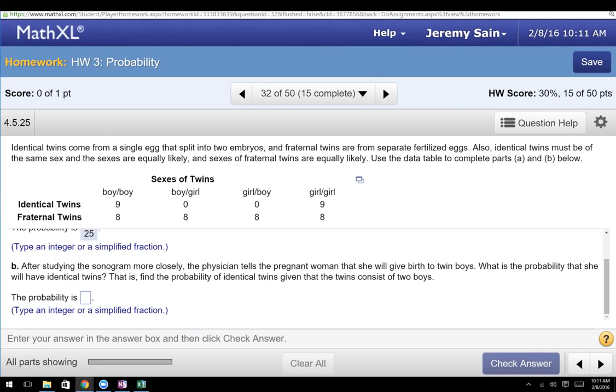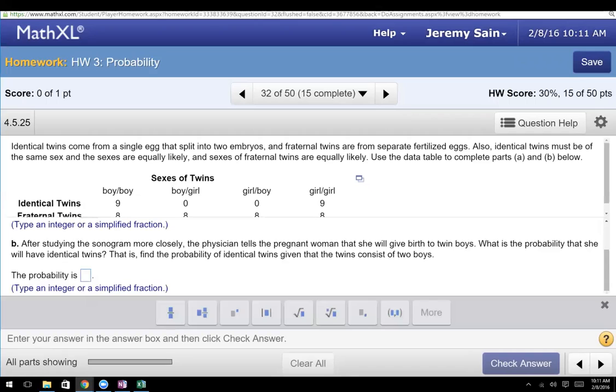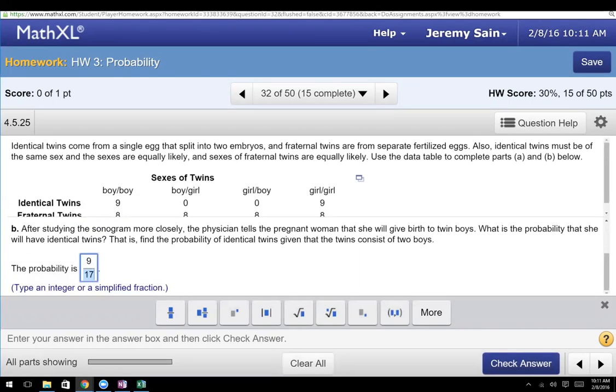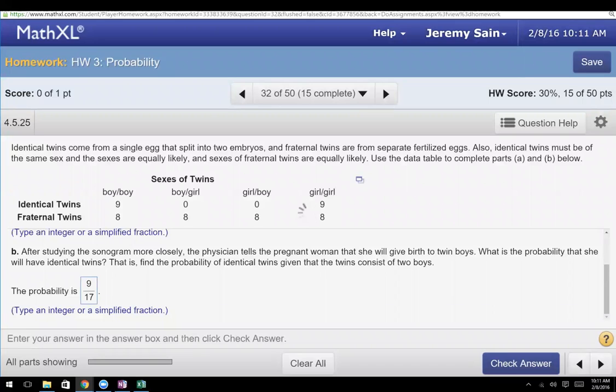9 out of what? Yeah, 17. So there's 9 ways she can have identicals. 9 and 8 is 17 ways she can have boy-boy twins. Right? Or I should say, there's 9 ways she can have boy-boy identicals, and then 17 ways she can have boy-boy twins.